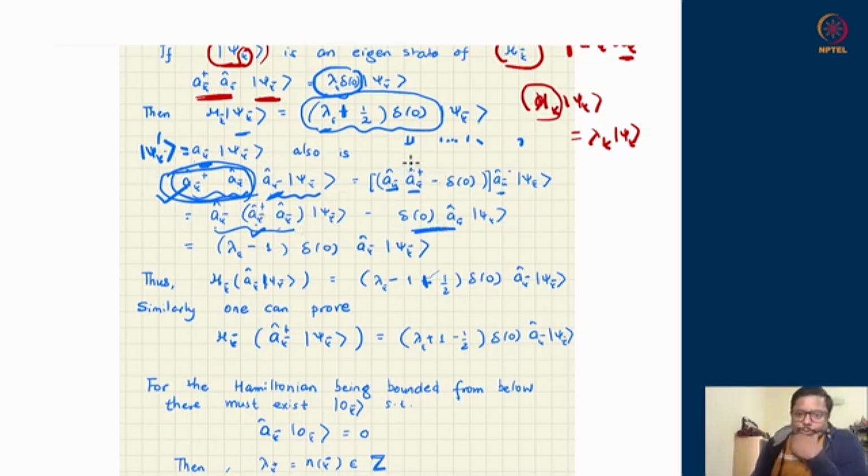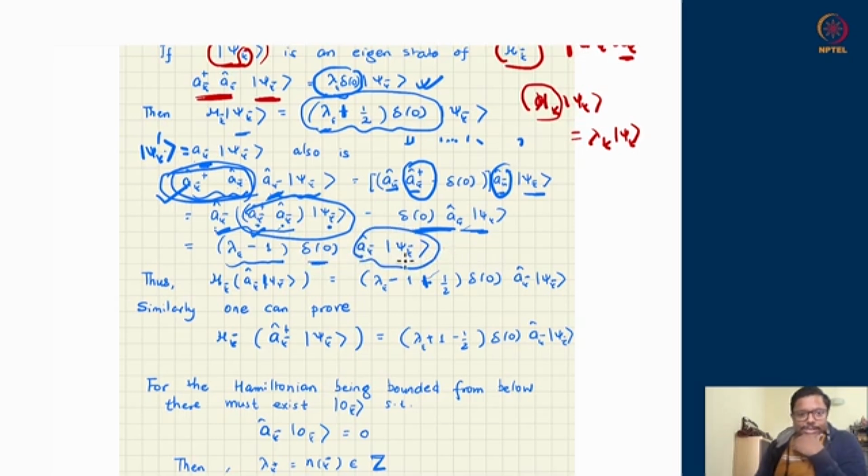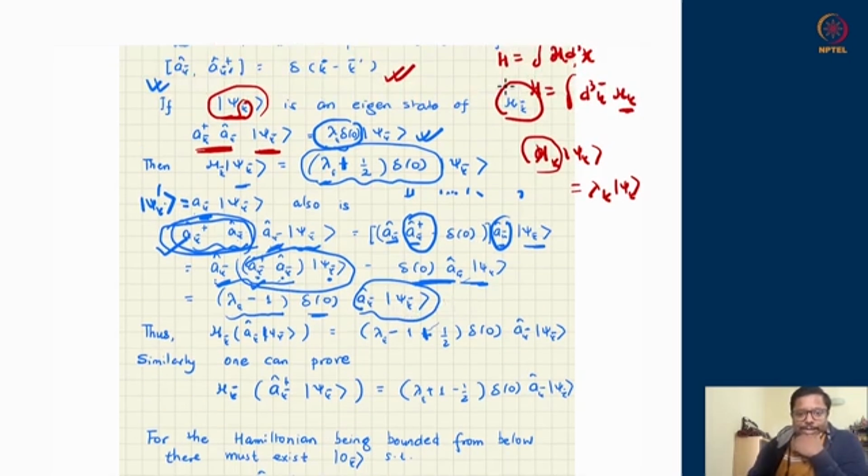We already know what a_k dagger a_k acting on psi_k does. It used to give me lambda_k times delta_0, so that will still be maintained. From here I will get lambda_k times delta_0 with one a_k left outside. Together that becomes lambda_k delta_0 times a_k acting on psi_k, and from the other side a_k acting on psi_k with a minus delta_0. So putting everything together, I have (lambda_k minus 1) delta_0 with a_k psi_k. Remember a_k psi_k was defined to be psi_k primed.